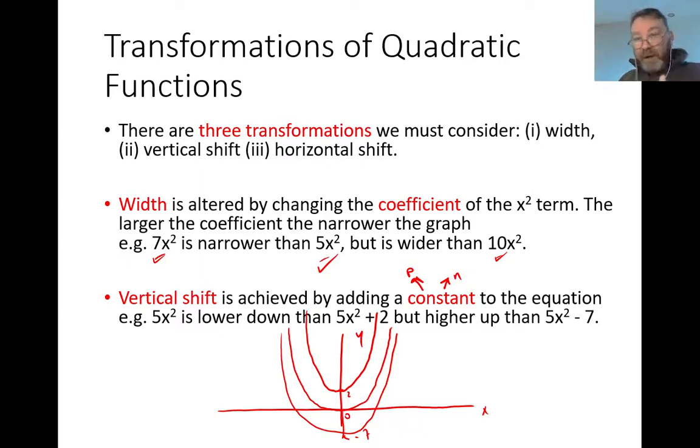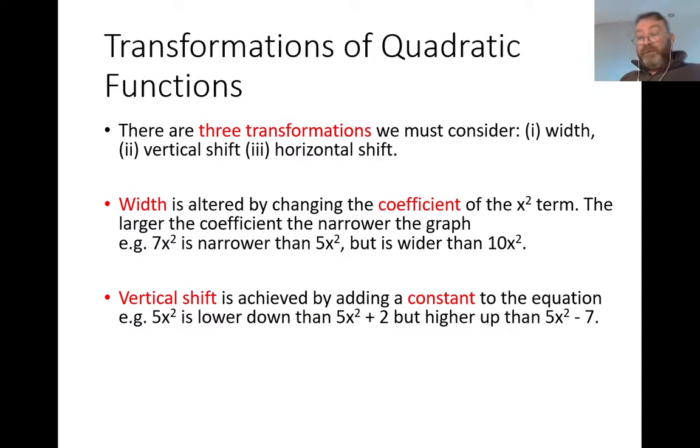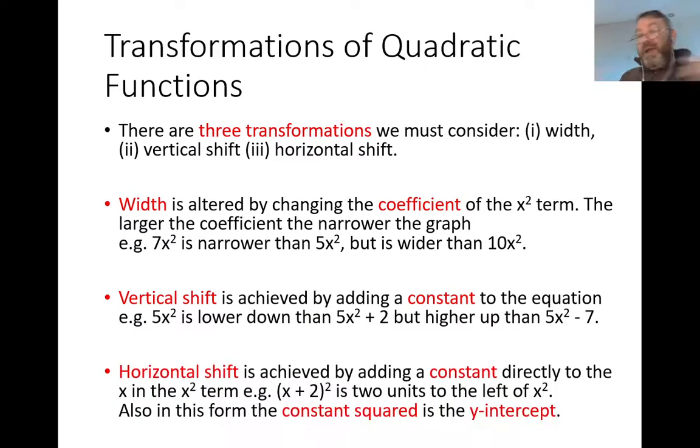And by adding on a positive constant, it shoots up. And by adding on a negative constant, it shoots downwards. Okay? And the final transformation I want to look at is what we call the horizontal shift around the x-axis, moving it left or right on the x-axis. To do that, you have to add a constant directly to the x.